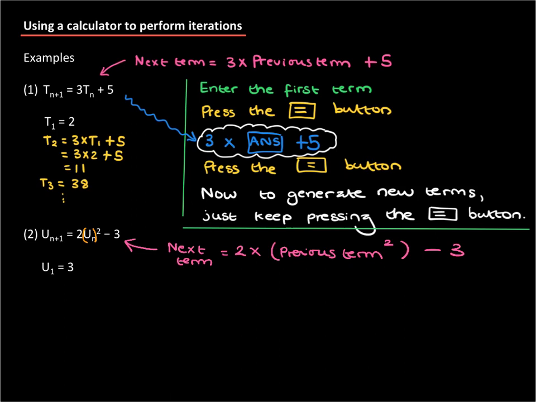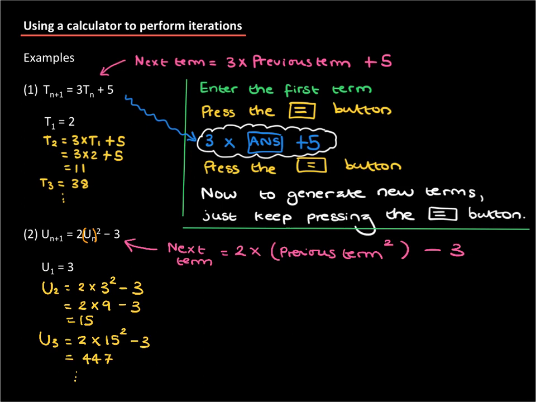So u1 is equal to 3. u2 would be equal to 2 multiplied by 3 squared, take away 3. Let's work that out. That's 2 multiplied by 9, take away 3. So 18 take away 3 or 15. What about u3? Well, u3 would be equal to 2 multiplied by 15 squared, take away 3. Let's work that out. It's 447. But what would be good is to see if we can now generate this on our calculator. So use our calculator to perform the iterations.